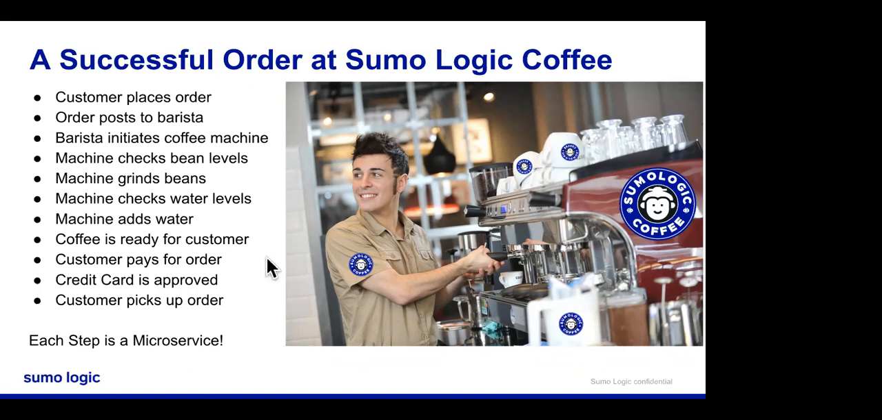So each one of these is a microservice, and this is a transaction that occurs. Now, I would personally move the credit card information probably up a little higher because I don't want to make the cup of coffee if the customer can't pay for the coffee, you know? So I'd probably move this up a little higher in the process, but you get the idea.